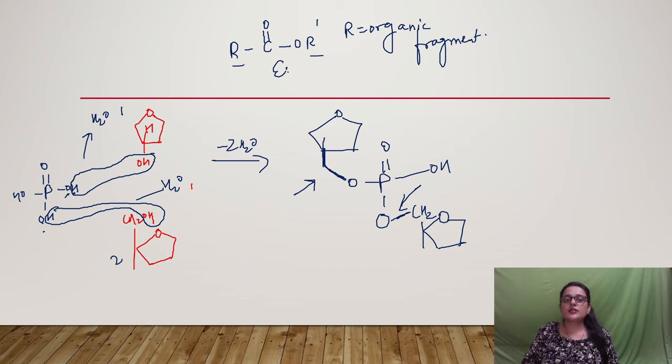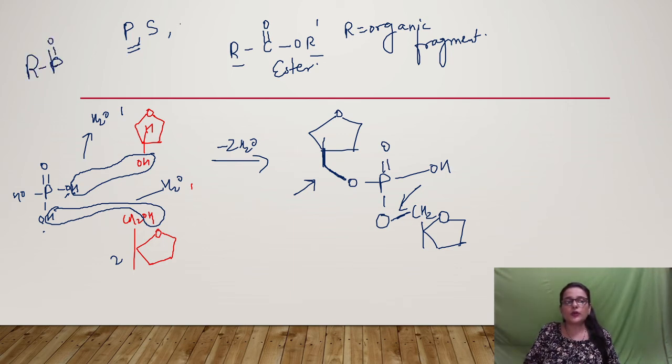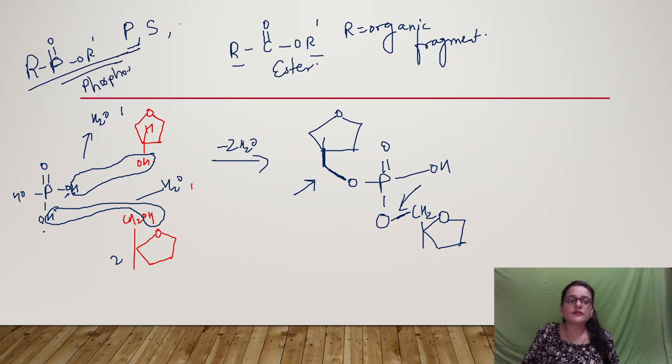So this is our ester. In place of C, anything can be present. Phosphorus can be present, sulfur, anything can be present. So let's suppose phosphorus is present. So we will write R-P double bond O-R dash. So this is a phosphoester. This is an ester molecule with carbon, and this is a phosphoester molecule with phosphorus.